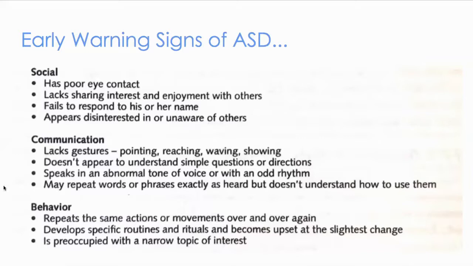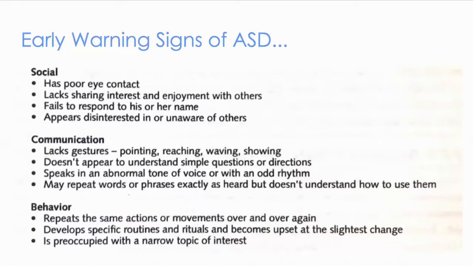Jumping to behavior: repeating the same actions or movements over and over again. That is like the insistence on sameness, being inflexible, but it could also be a stereotyped repetitive motor movement or use of objects, and it can actually be within speech again, like that scripting or echolalia. Simple motor stereotypes, lining up toys or flipping objects, using idiosyncratic phrases.